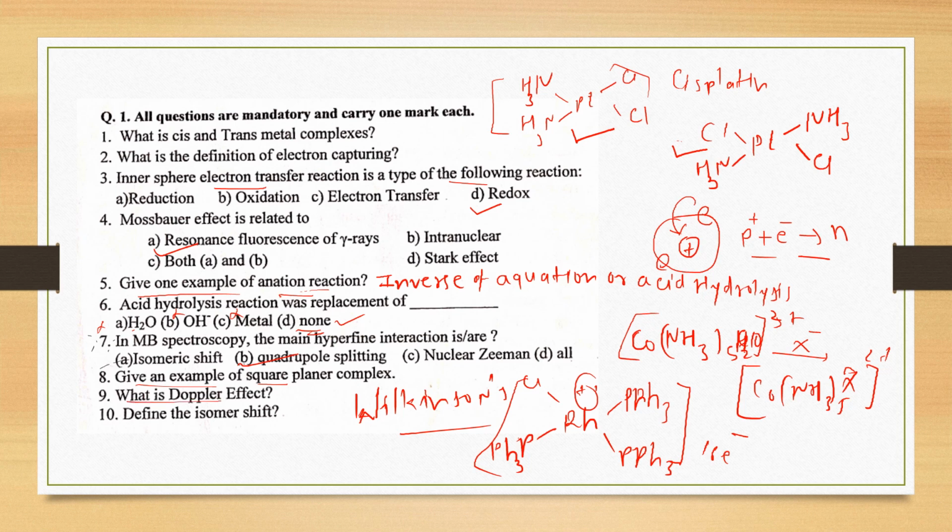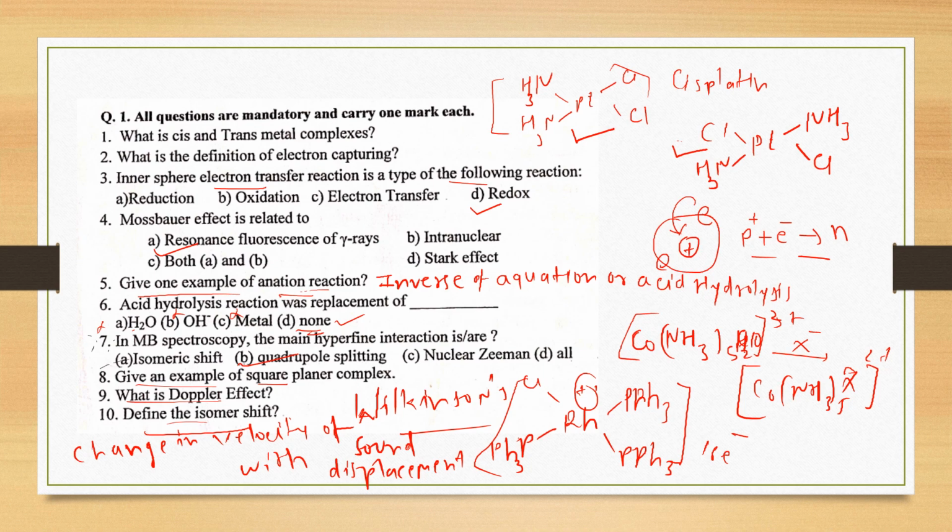What is the Doppler effect? The Doppler effect is the change in velocity of sound with displacement. For example, when a train comes toward you, its sound frequency is increased. When it goes far from you, its sound frequency is decreased. So that is the Doppler effect.